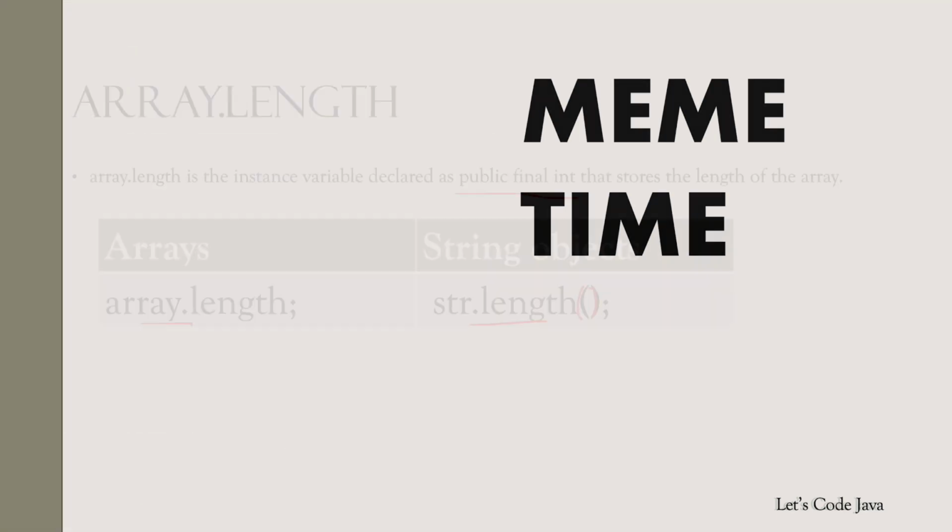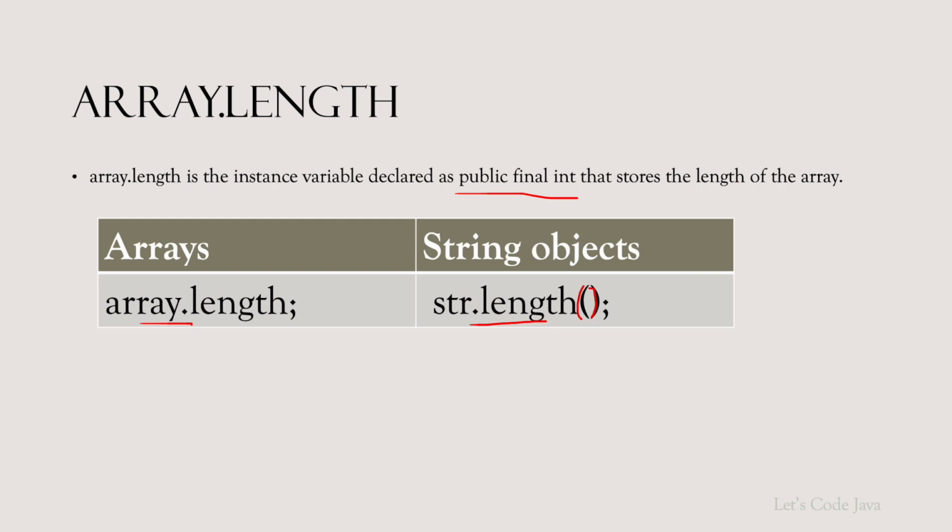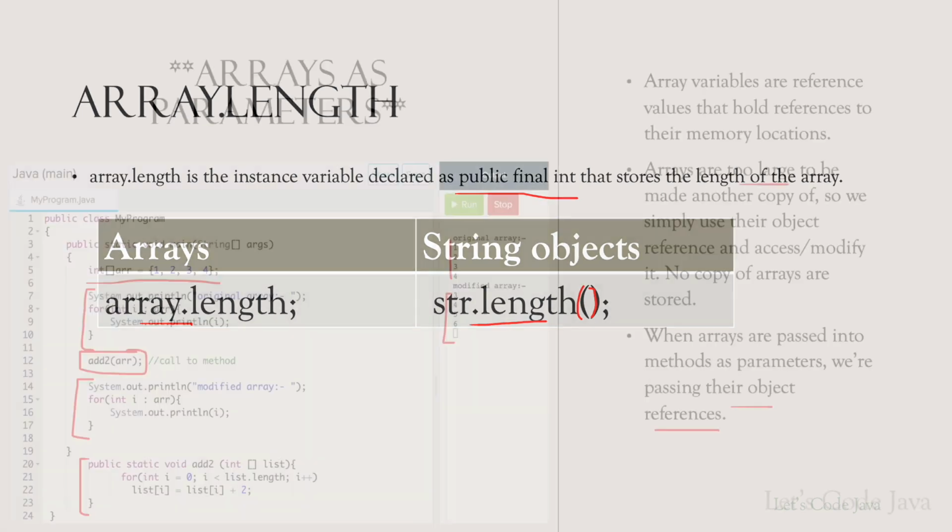Okay, so array.length. Array.length is the instance variable declared as public final int that stores the length of the array, right? So array.length is different from string.length, because with string objects we normally include the two brackets, since in the case of string objects it's usually a method. String.length is a method, but in the case of arrays, it's just a variable. So that's something to note as well.